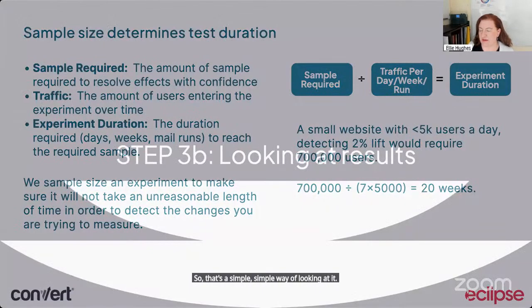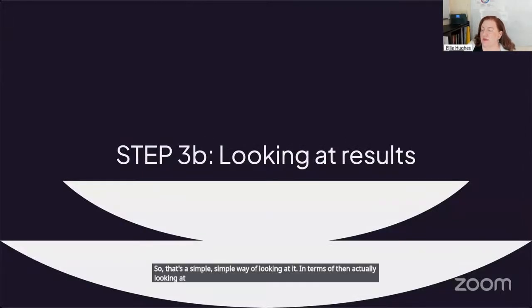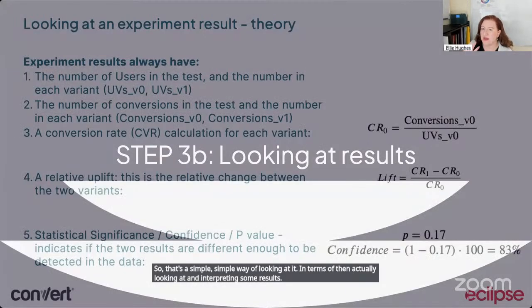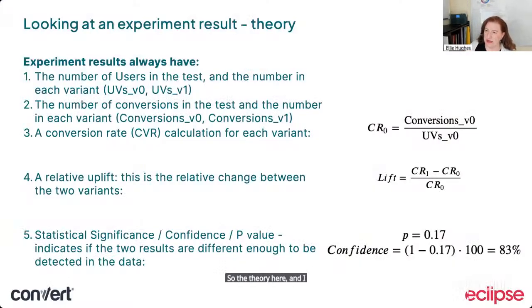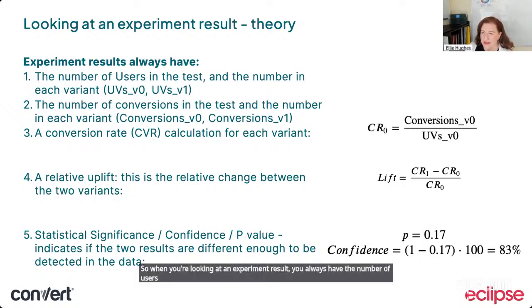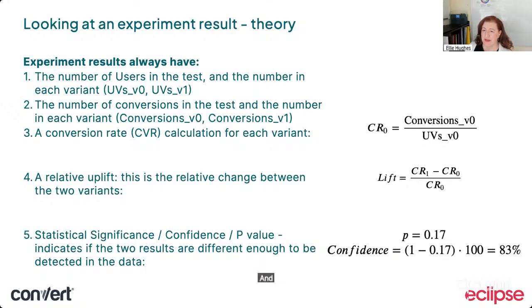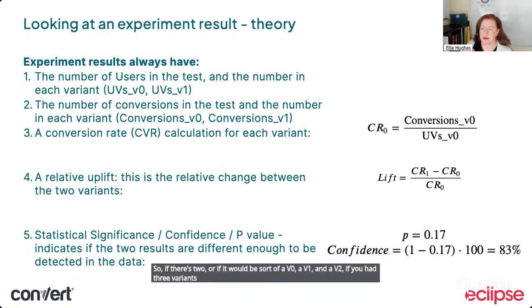In terms of then actually looking at and interpreting some results. So the theory here, and I kind of alluded to this already. When you're looking at an experiment result, you always have the number of users in the test, and there'll be the number of users in the variant and the control. So if there's two, or if it would be a V0, a V1, and a V2, if you had 3 variants, there'll always be the number of conversions that you've looked at.